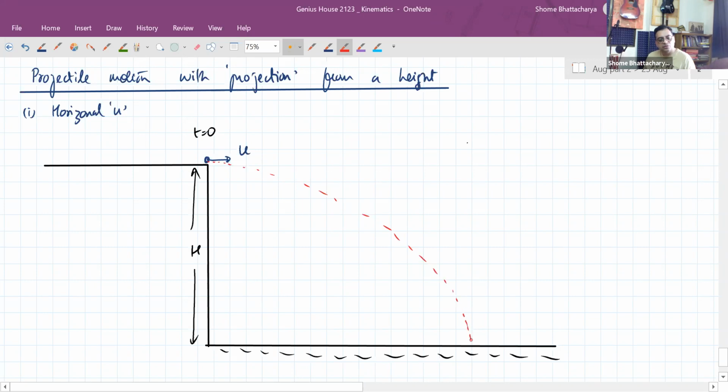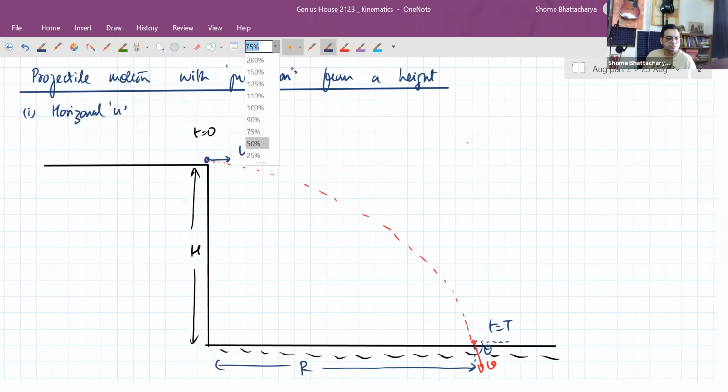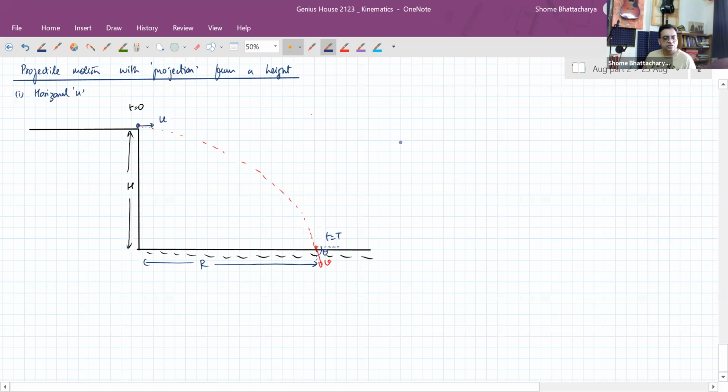And therefore, when it hits the ground, it will have some velocity v like this at some angle theta to the horizontal, let's say. The time will be some capital T, and this will be capital R, let's say in this case. Though here capital R should not be confused with the horizontal range in a standard projectile, because this is not a standard projectile anymore. So given H and U and G, of course, the acceleration due to gravity, we should be able to calculate all these things.